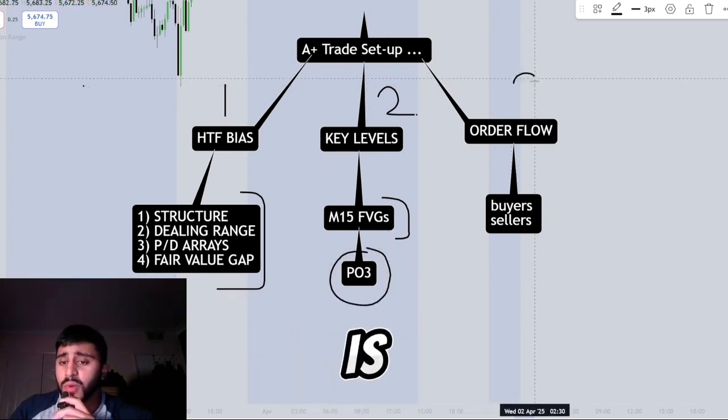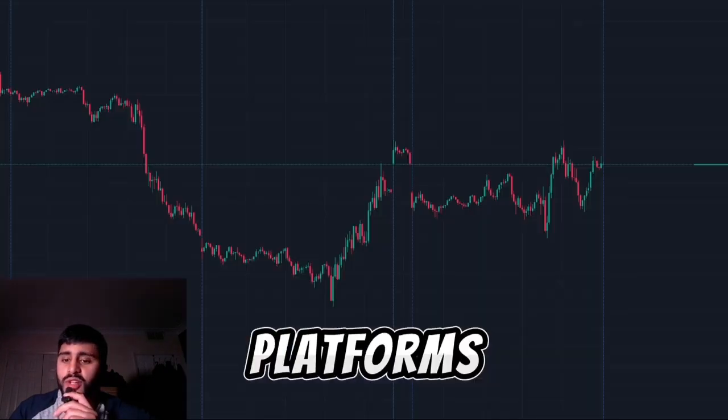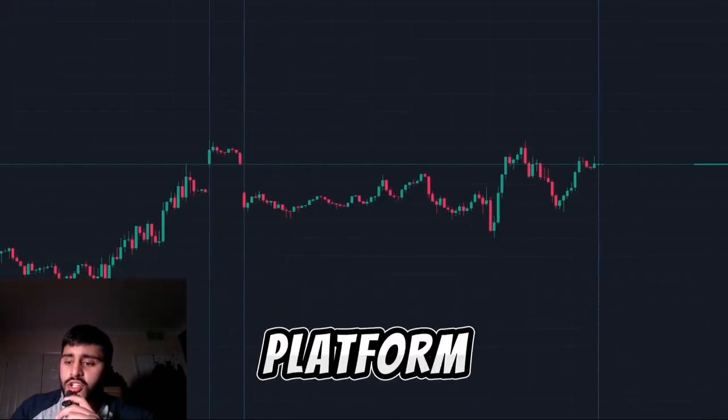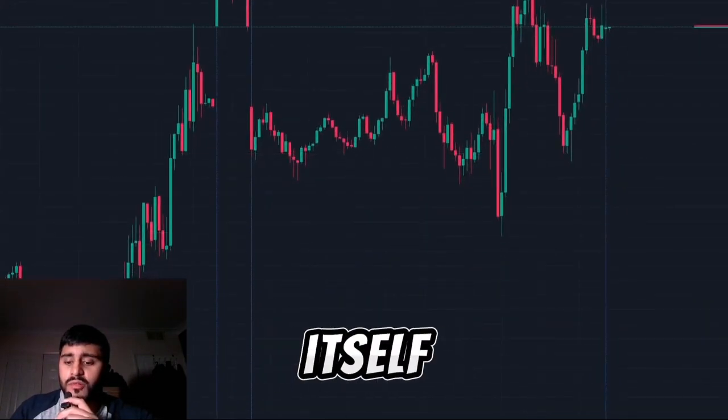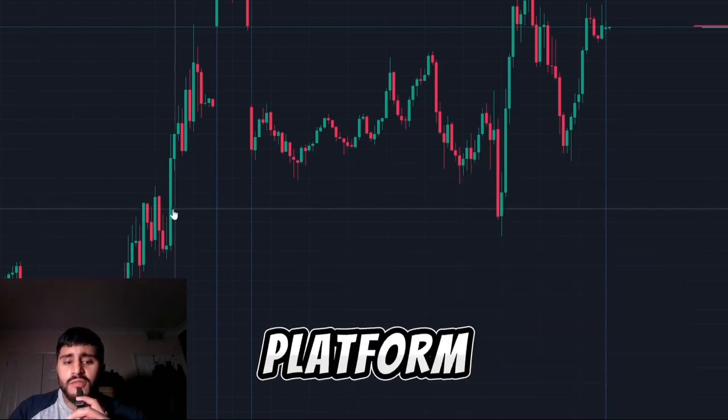Now, step 3 is where everyone seems to fail, and this is the order flow, and this is the ATAS platform. So I get a lot of questions about the ATAS platform. Just to be aware, the ATAS platform itself is very, very important to use, and the reason why is because the ATAS platform gives you the order flow, right?